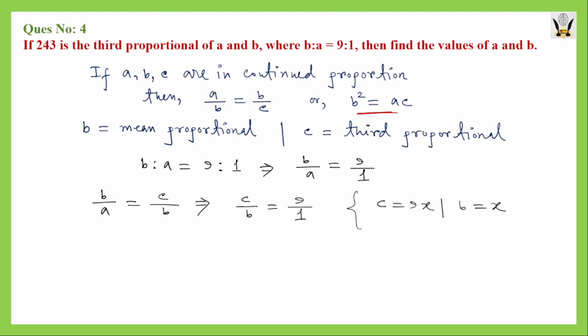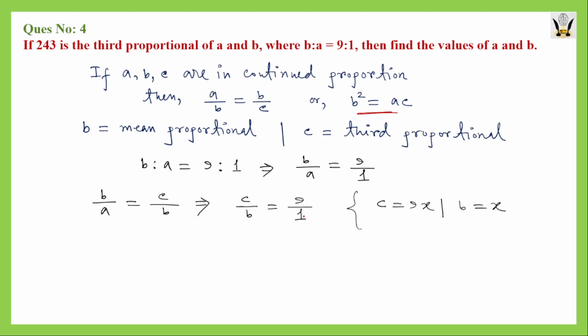And also from the concept of continued proportion, as we have seen here, a by b is equal to b by c. Now if we take the inverse, then we can write b by a is equal to c by b. Now from here we can say that c by b will be equal to, as the ratio of b and a is given, 9 is to 1 or 9 by 1 here, so we can also say that c by b will be 9 by 1. So the ratio of c and b that we have found.